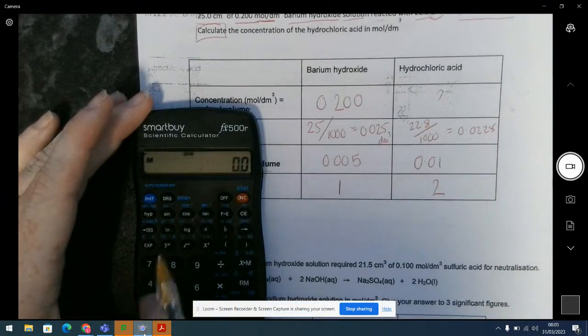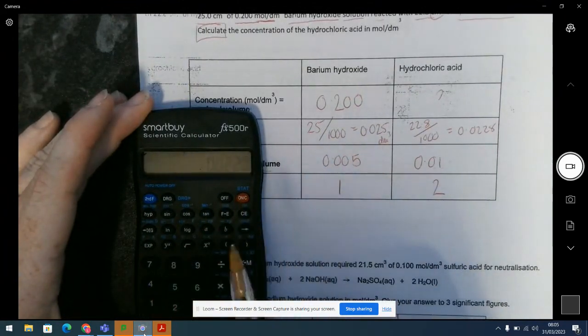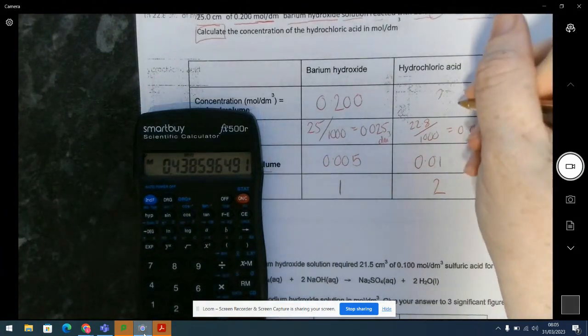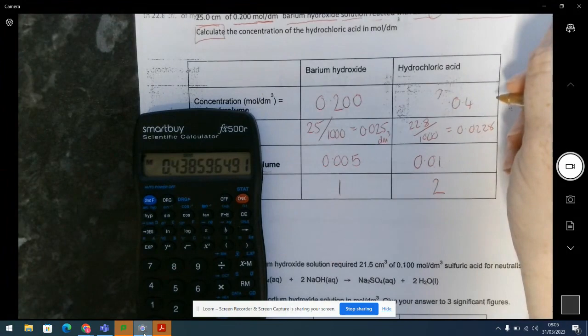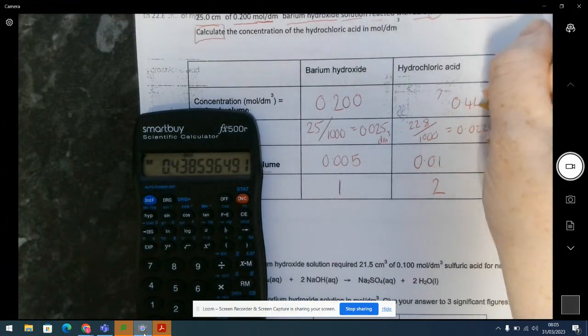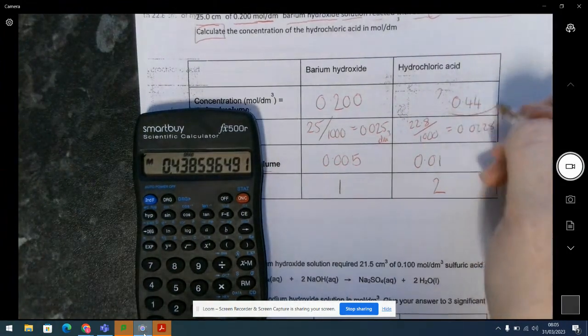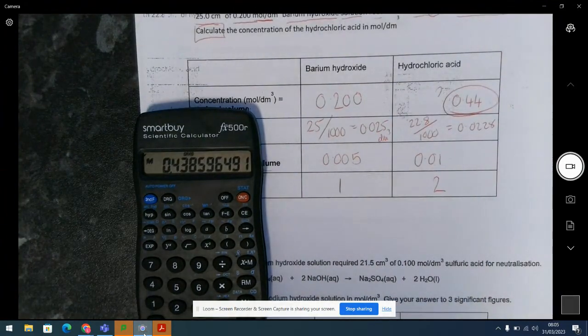So I would do 0.01 divided by 0.0228, and that gives me a concentration value of 0.4. Now, depending on what they ask you in the question, we're going to say 0.44. And that there is your answer.